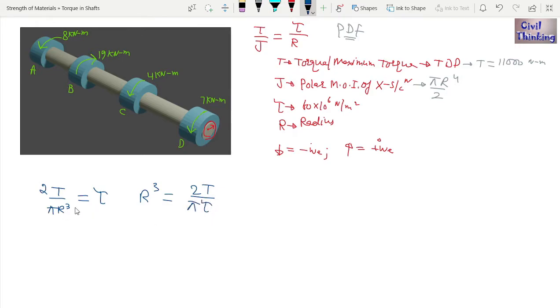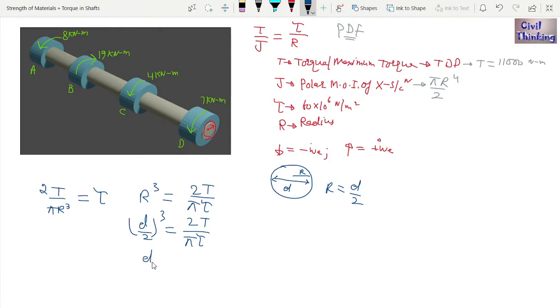R cube, if we take it to this side, is going to be 2T by pi tau. Now what is the relation between diameter and radius? If this is a circle, this is the diameter and this is the radius. We know diameter is 2 times radius, or radius is half of diameter. So here I can write half of diameter, d by 2 to the power 3, is equal to 2T divided by pi tau.